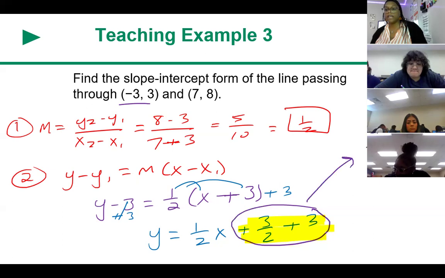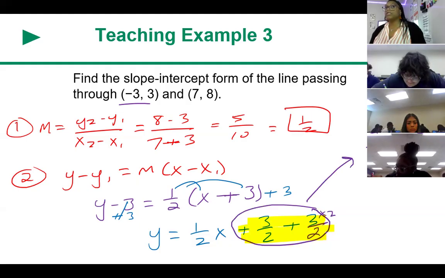So if I have 3/2, I need to make this into the common denominator. My common denominator would be 2. But if I multiply the bottom by 2, I have to multiply the top by 2. So this becomes 6 over 2. So 3/2 plus 3 is the same thing as 3/2 plus 6 over 2. Agreed? Yes. Fraction 101. Okay. 6 divided by 2 is still 3.